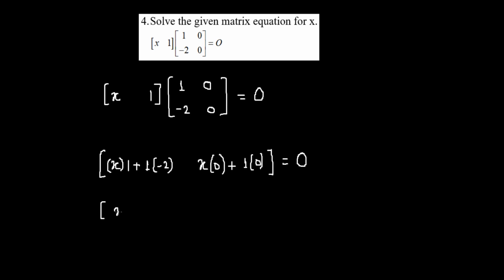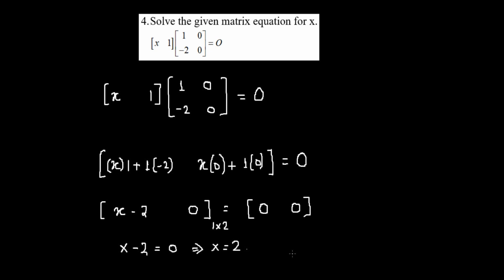We further simplify it, so that should give us x minus 2. So this entire expression will give us 0, which is equal to, now let us expand this 0 matrix. Now we have a row matrix of the order 1 cross 2 on the left hand side. So our 0 matrix will also be a 1 cross 2, that means it will be a row matrix with 1 row and 2 columns with the values 0 and 0. Now we equate both the sides, so that should give us x minus 2 equals 0, which implies x is equal to 2. So that is the value of x.